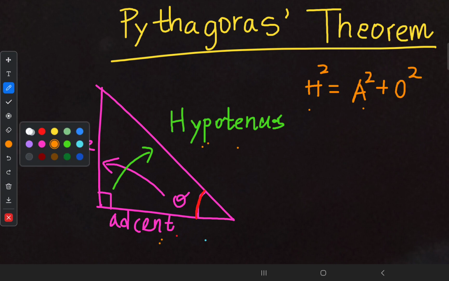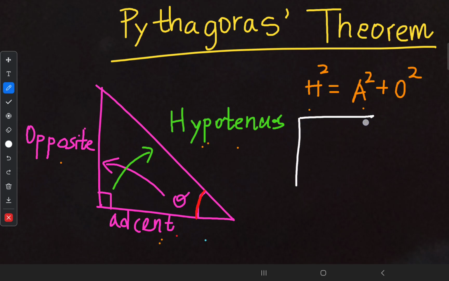Let's do an example with this theorem. The major condition to use the Pythagoras theorem is that it should be a right angle triangle. Otherwise, we can't use it. Here, I'll give you this side as 3 centimeters and this side as 4 centimeters. Find x. You should find the length of x. For that, we can use the Pythagoras theorem, since this is a right angle triangle.